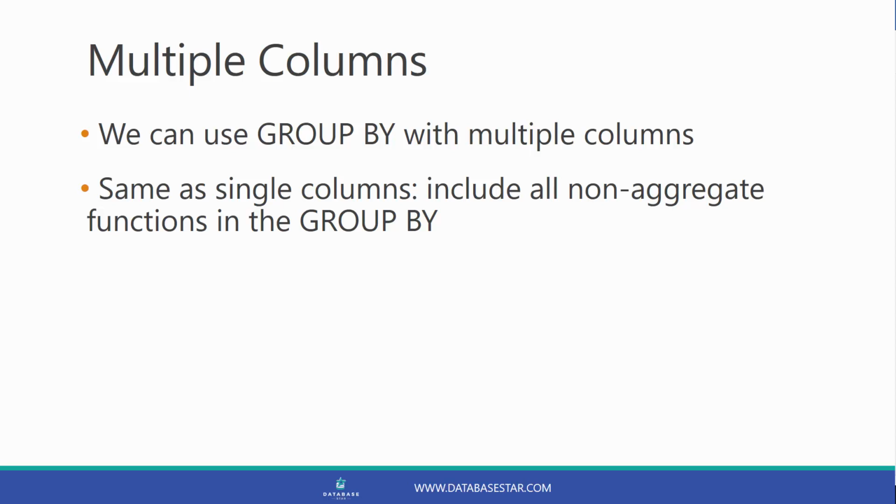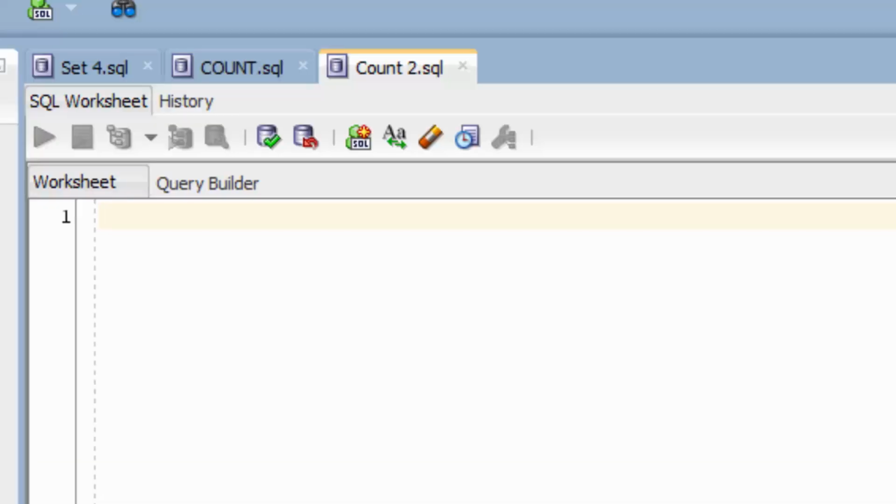You just need to make sure that all the columns in the select clause that aren't aggregate functions are in the group by clause. So, if we wanted to see the count of last names and department IDs, we could do that. Let's see an example.